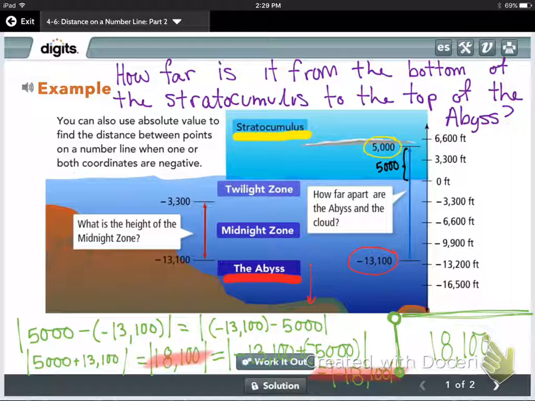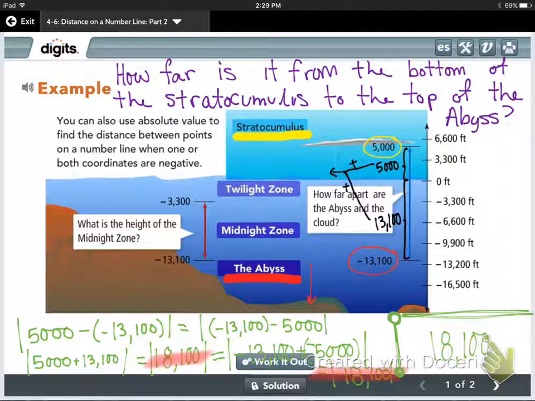All right, so now let's go down. If I'm at 0 now, and I want to go all the way to the top of the abyss at negative 13,100, it's that far. And how far is that length? Well, 13,100 units. It's that distance. Distance can never be negative, so it's that far away, 13,100.